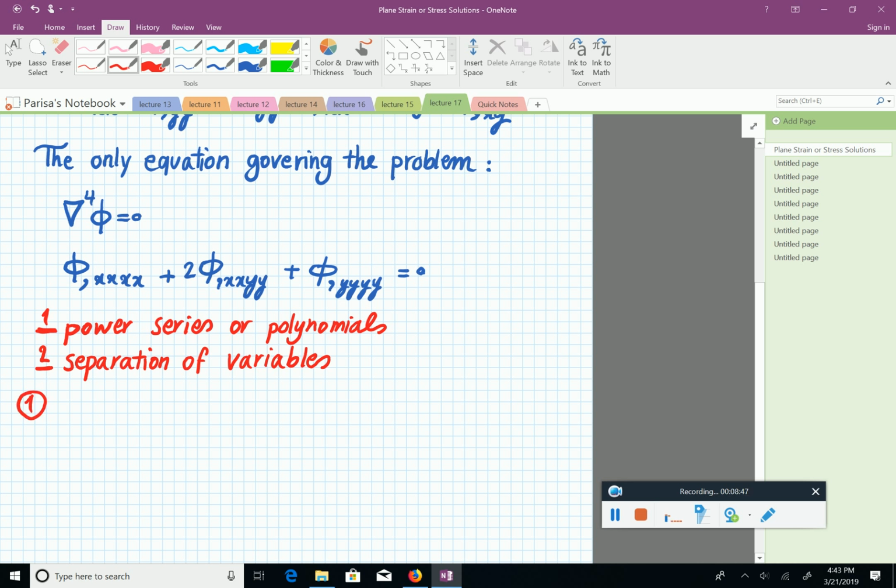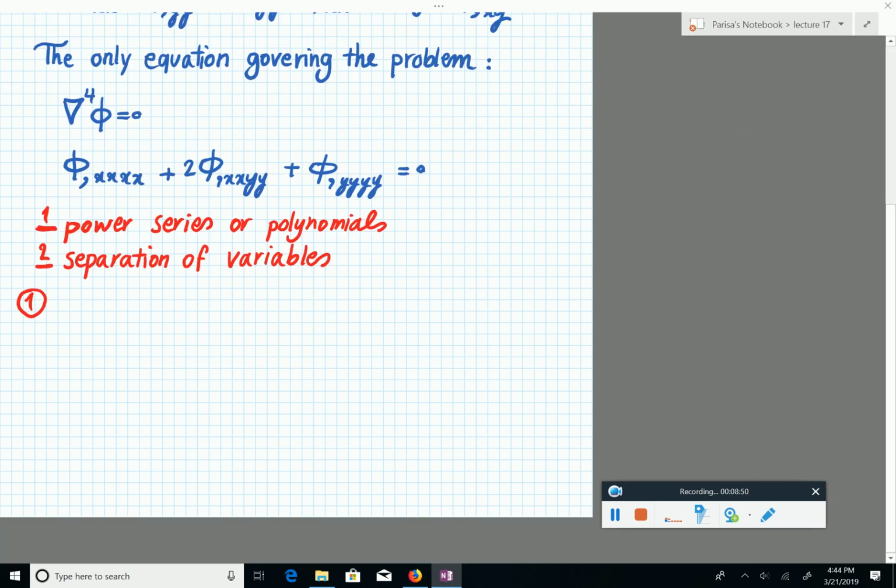So the first approach is basically making an assumption for the Airy stress function in terms of a polynomial. And I write it this way. So it can be a function of x and y. If it's a polynomial, it has a coefficient, and then you can have x and y. And this m and n could be any number from 0. They're integers, of course, and it can start from 0.